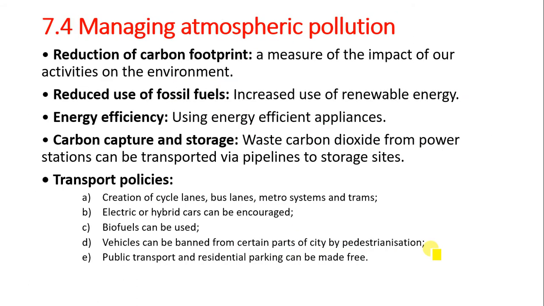Now, managing atmospheric pollution. How do we manage atmospheric pollution? First, reduction of carbon footprint, which is a measure of the impact of our activities on the environment. Reduce the use of fossil fuels. This can be done by increasing the use of renewable energy. Energy efficiency, where you use energy efficient appliances, also helps to reduce the emission of these greenhouse gases.